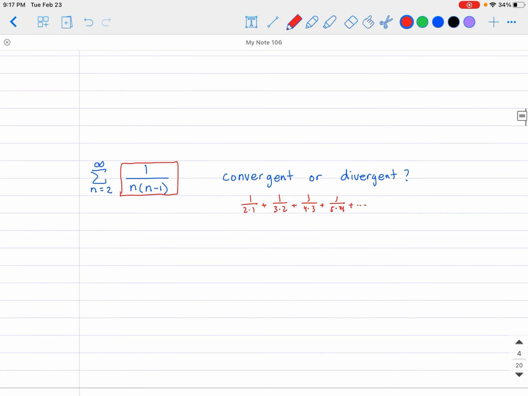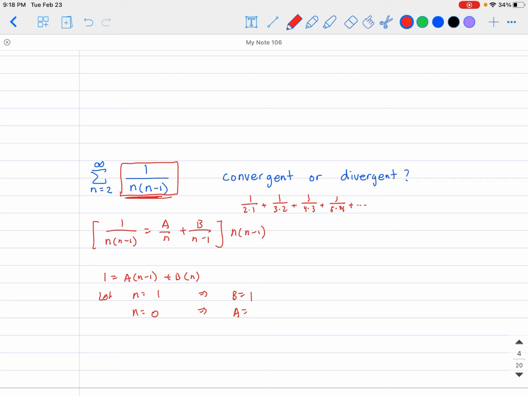So I want to take a look at this guy right here, and maybe we can rewrite it so you can see it a little better. Using partial fractions, 1 over n times n minus 1 is equal to A over n plus B divided by n minus 1. Multiply everything by the denominator, n times n minus 1. So we get 1 is equal to A times n minus 1 plus B multiplied by n. Let n equal 1, and that gives me B is equal to 1. Let n equal 0, so that will give me A is equal to 1.